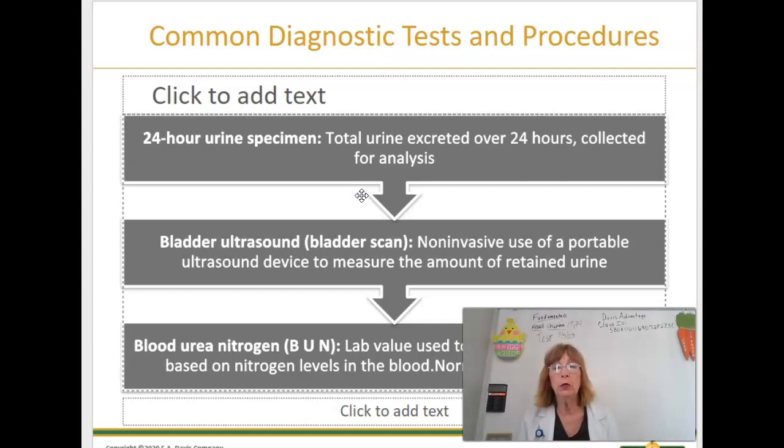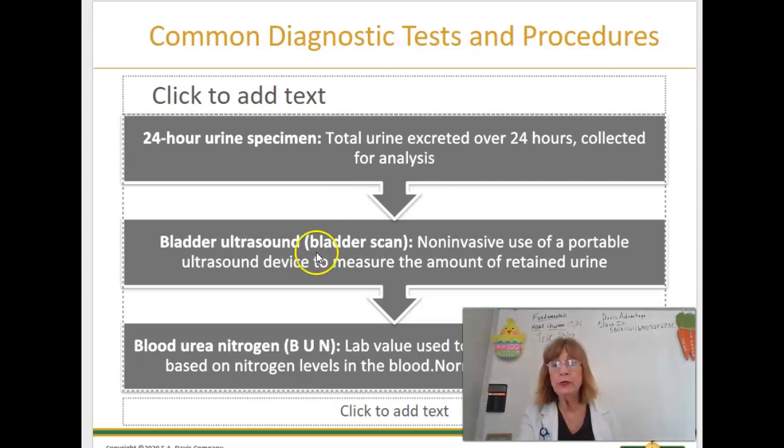Your bladder ultrasound is what we use to look at whether there's urine left in the bladder. After you take a Foley catheter out of a patient and they're able to urinate on their own, you take this bladder scanner and look over the bladder to see if there's any urine left. The doctor will say how concerned he is, and whether to put the catheter back in or just let them try to urinate again.